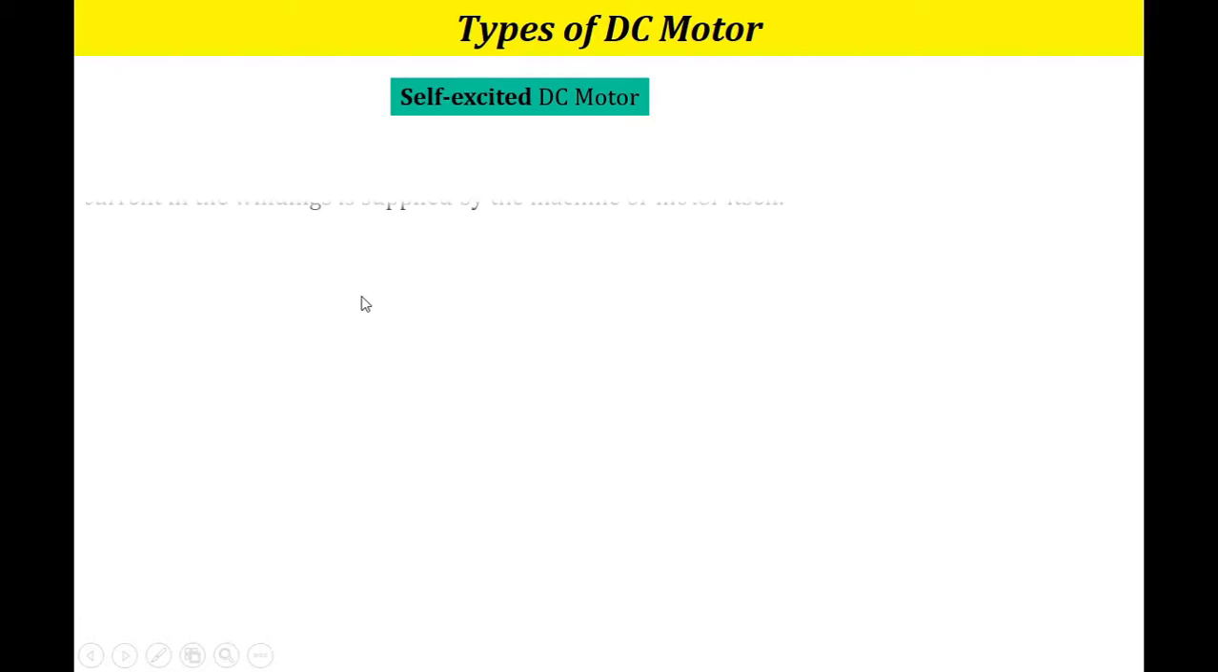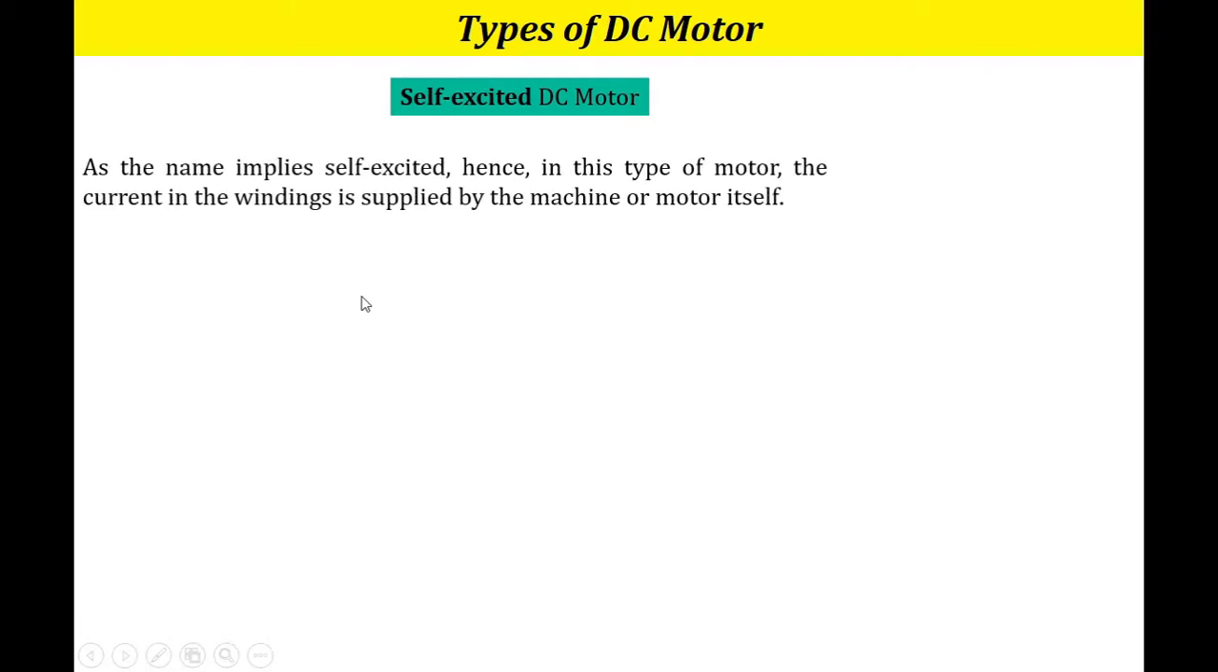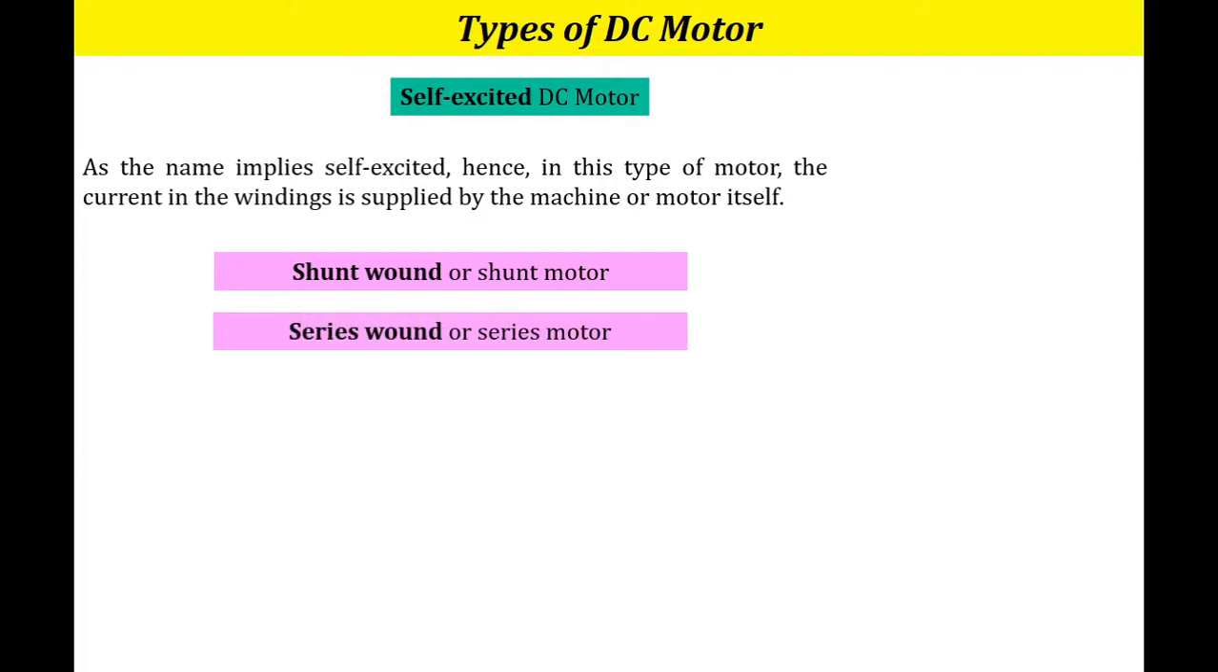Second is the self-excited DC motor. Again, as the name implies, what is self-excited? In this type of motor, the current in the winding is supplied by the machine or motor itself. Now there are three types of self-excited DC motor. First is shunt wound or shunt motor. Second one is series wound or series motor. Third one is compound wound or compound motor.